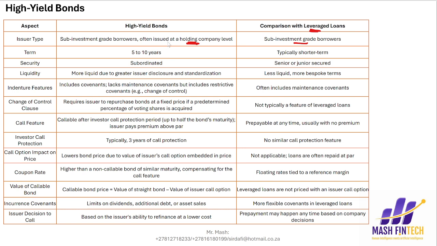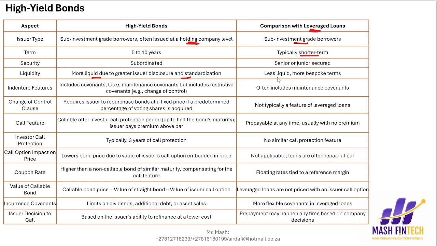The term for high yield bonds is between 5 to 10 years. For leveraged loans, the term is typically going to be shorter. For security purposes, the high yield bonds are subordinated. The leveraged loans are senior or junior secured. High yield bonds are going to be more liquid because they can be standardized.